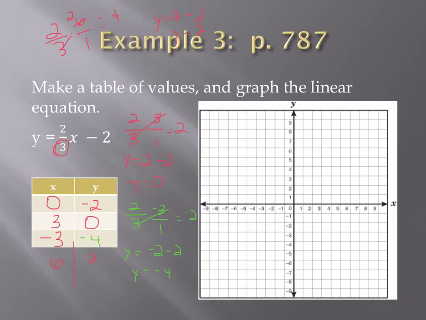Alright, so now let's graph these. So 0, negative 2 is on the y-axis, 3, 0 on the x-axis, negative 3, negative 4, so it's over 3, down 4 spaces.